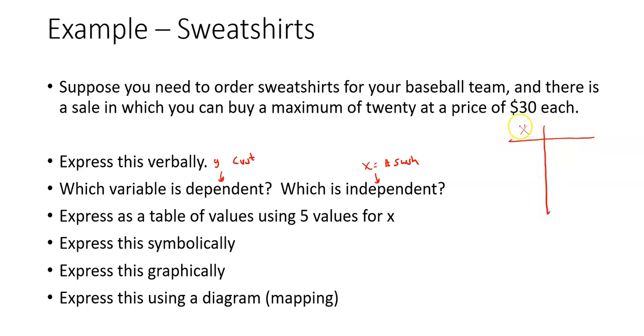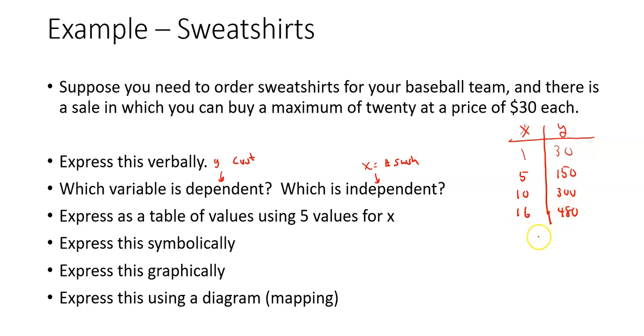So I've got x and I've got y. Remember, x is the number of sweatshirts, y is the cost of buying those sweatshirts. So if I buy one sweatshirt, it's going to cost me $30. If I buy 5 sweatshirts, 5 times 30 is 150. 10 times 30 is 300. Let's do 16. Right? 16 times 30 is $480.